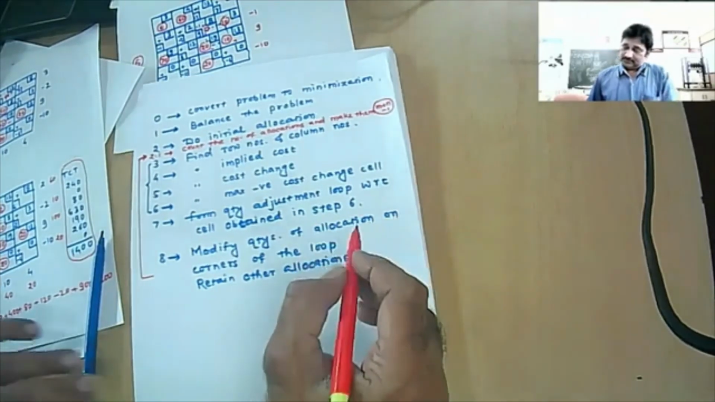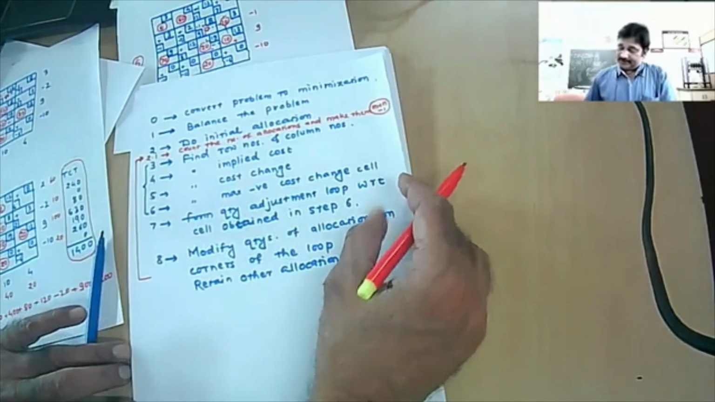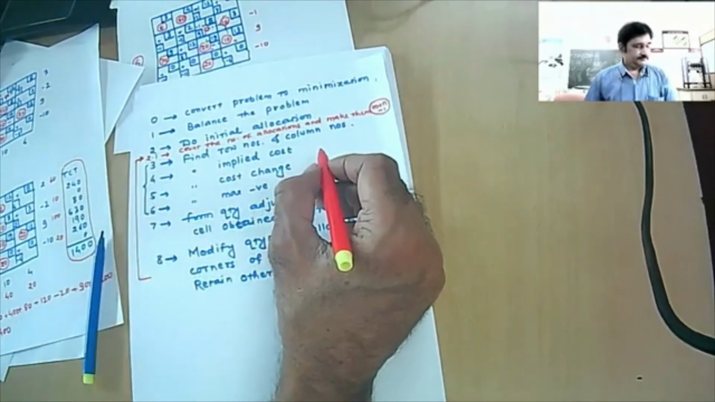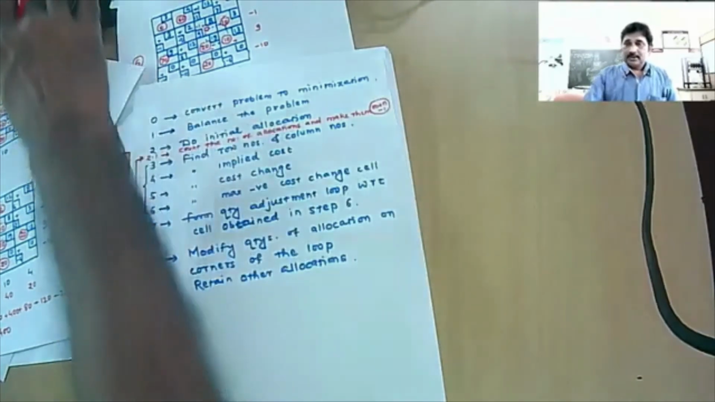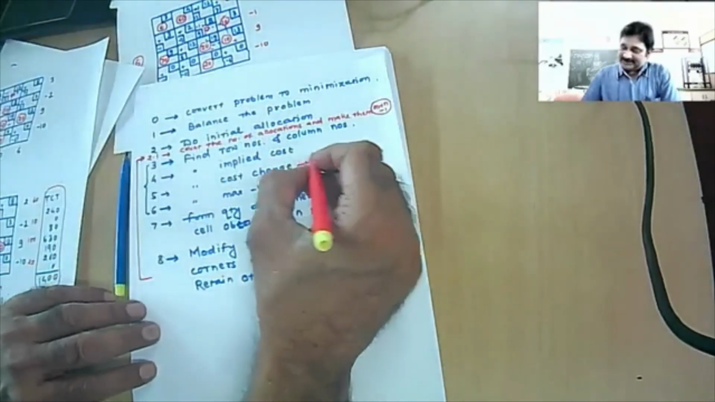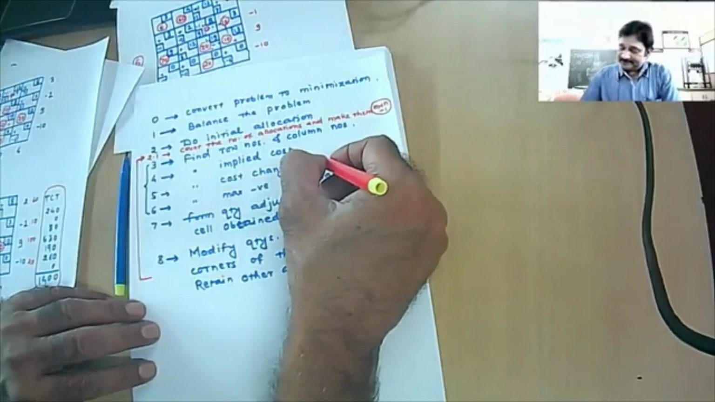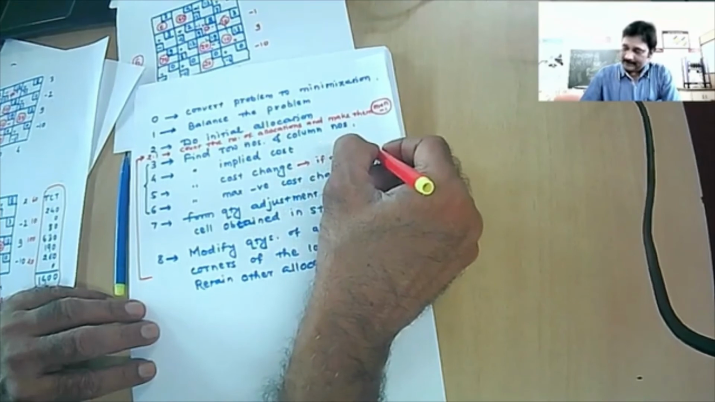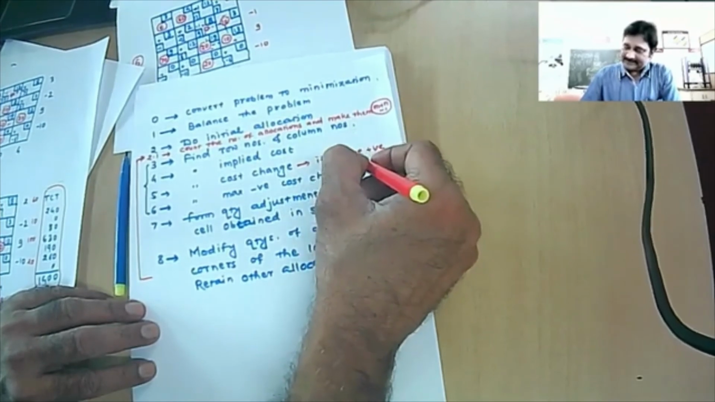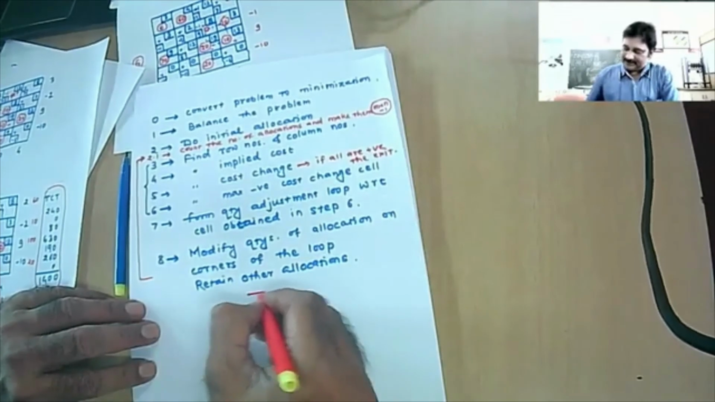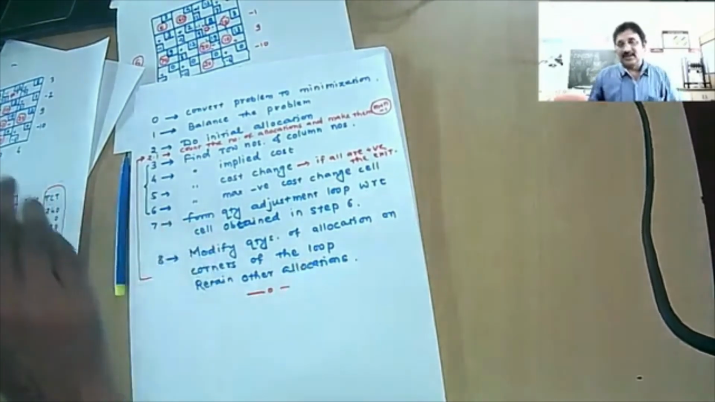So the exit point I have not written here. If all the cost changes come positive, then exit. You got the optimal solution. So here we finish our lecture and thanks a lot.